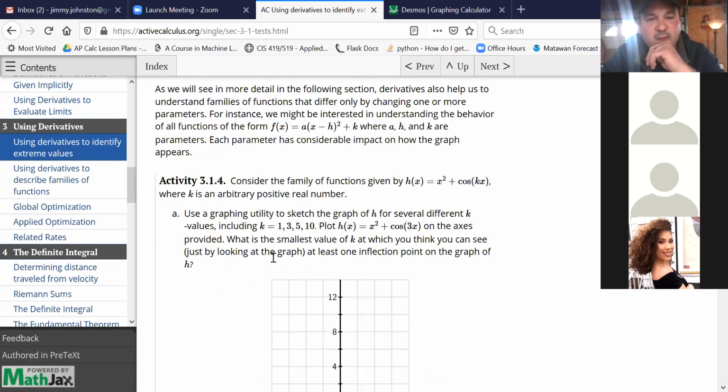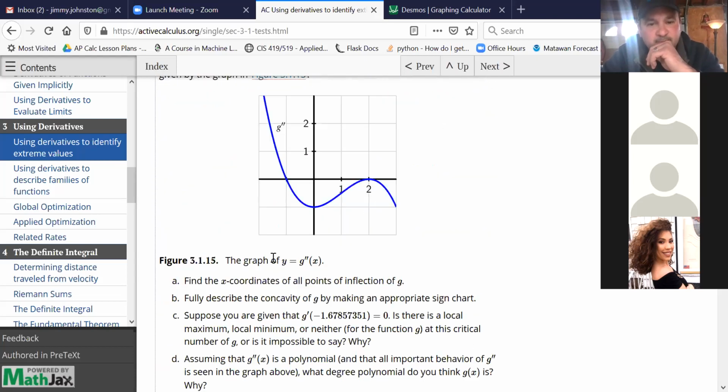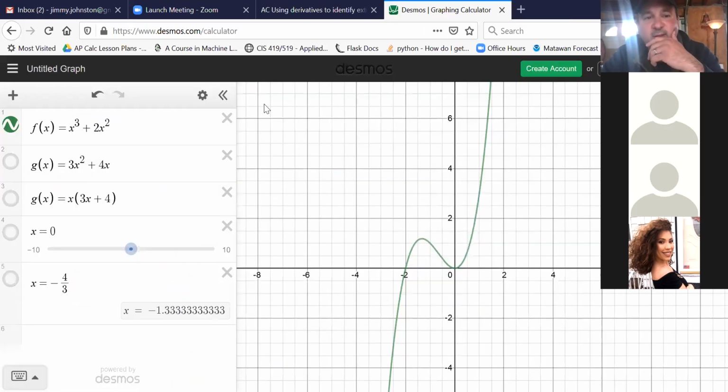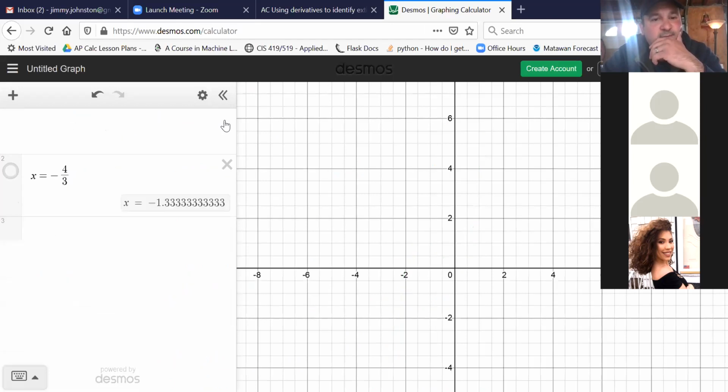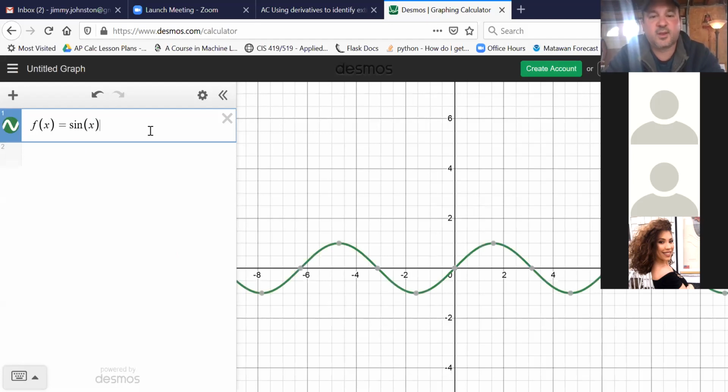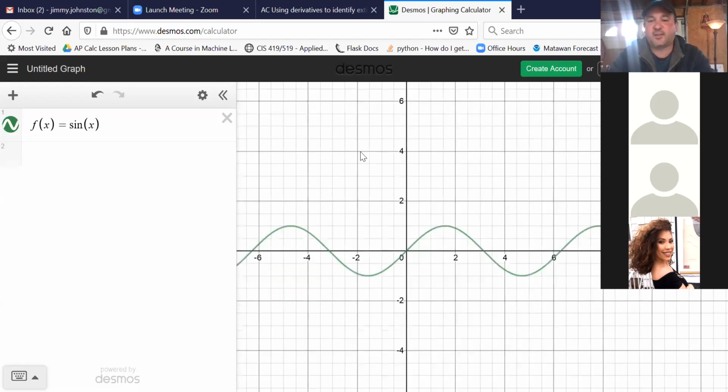All right, let's go back to, let's do sine of x. Sine of x is a good one. We know what the graph of this looks like. We can answer all of these questions ahead of time. So this is a really good function to work with. So you've got f of x equals sine of x.